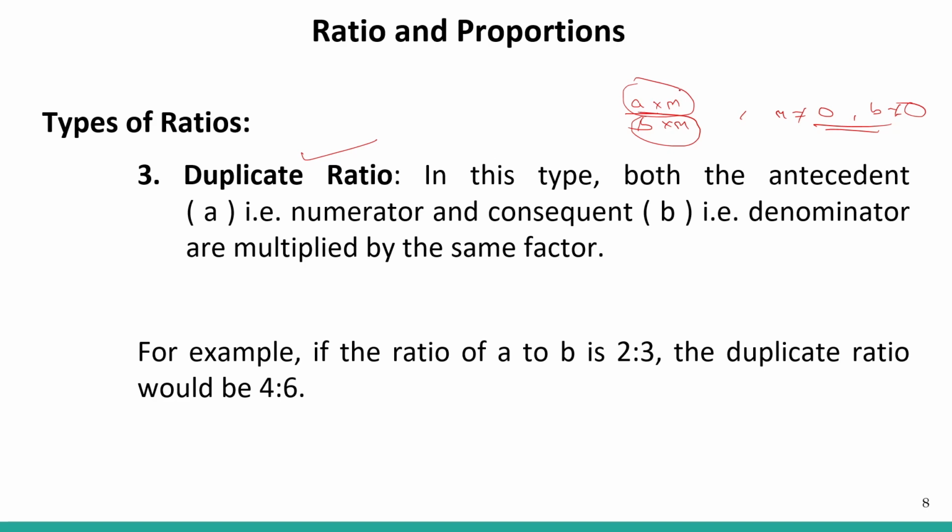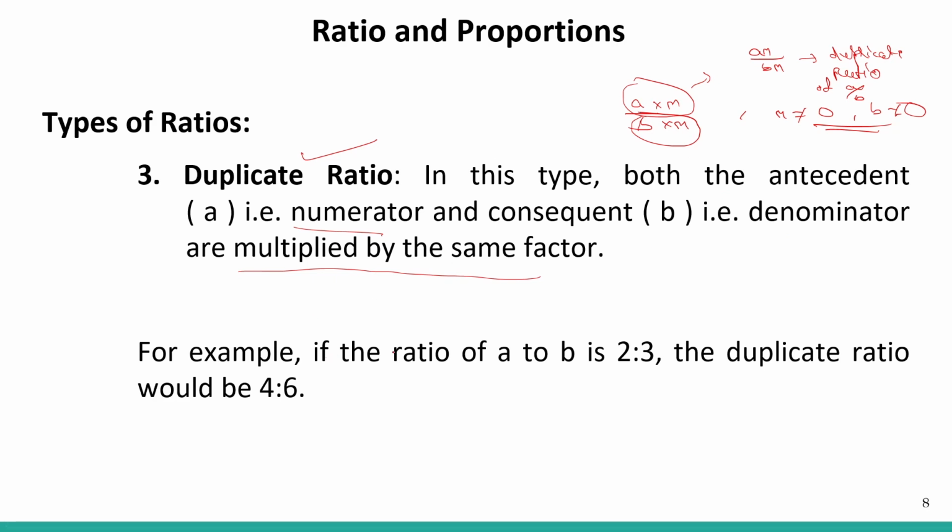So the new ratio will become AM by BM. This is called duplicate ratio, the duplicate ratio of A by B. In this type, both the antecedent, that is A, the numerator, and the consequent, that is the denominator, are multiplied by the same factor. In this case, the same factor is M.